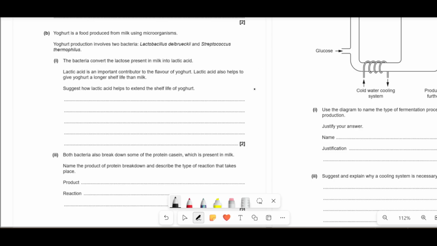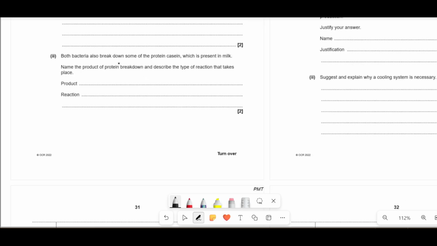So again, a good thing to do is to just have a second to understand what you need to explain. What's the end consequence? Longer shelf life. And then how? Lactic acid, right? Then you need to think, well, what's going to ruin the shelf life of yogurt? Well, bacteria are going to make it all go off. So that means lactic acid. How does lactic acid affect bacteria? Oh, well, it lowers pH. Therefore, it could denature bacterial enzymes, or it could just make them less effective because it might not be their optimum. So both bacteria also break down some of its protein, casein, which is present in milk.